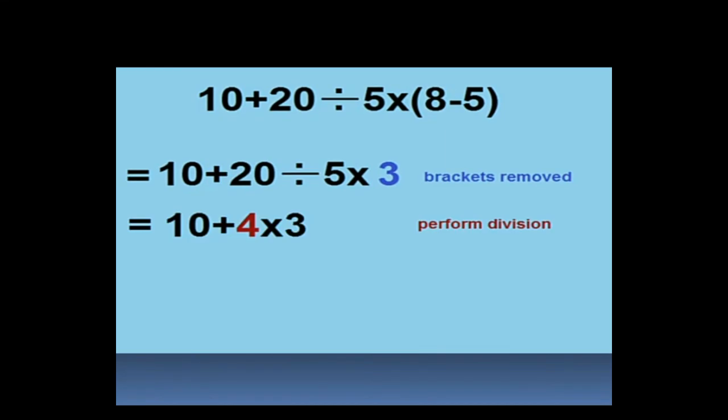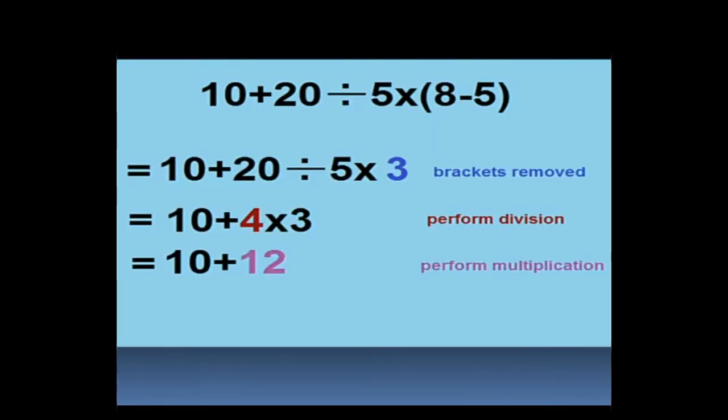In the second step, we will be moving towards BODMAS: B for brackets. Brackets are solved. Now comes O, orders. Is there any square or square root in the question? No, we are going to leave that. After that is the turn of division. So 20 divided by 5 will give you 4. Now after division is the turn of multiplication. So 4 multiplied by 3 will give you 12.